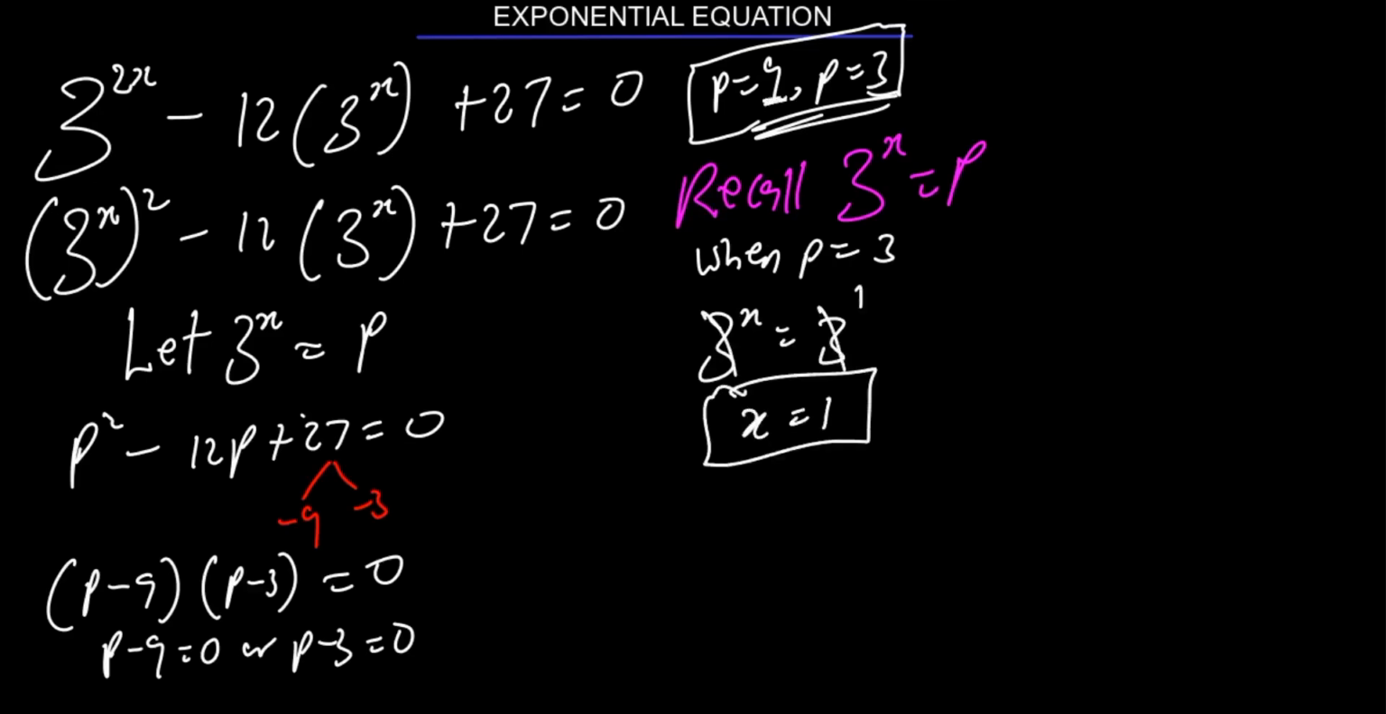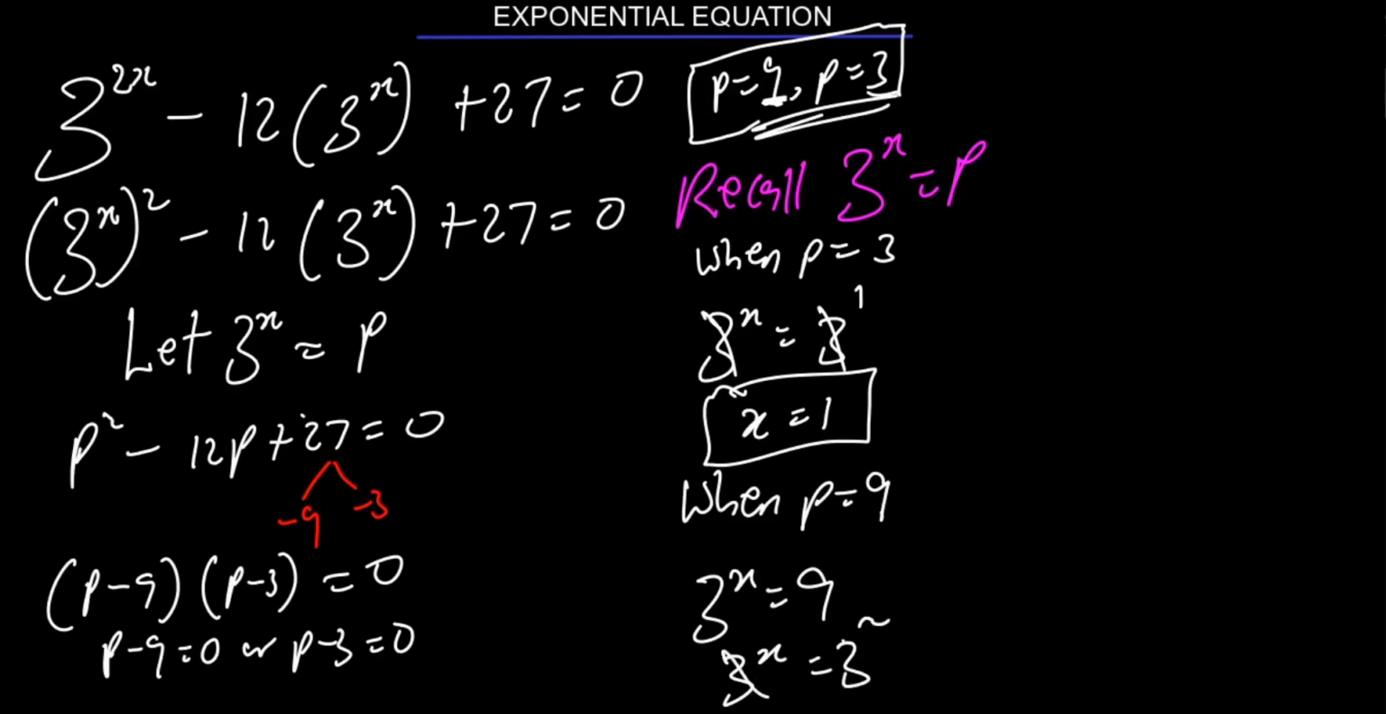Also, when your p is 9, what will you do? So you have 3 raised to power x equal 9. 9 is 3 raised to power 2. So cancel, then x will be equal to 2. So my two values are x equal 2 and x equal 1. That's the two values of x.